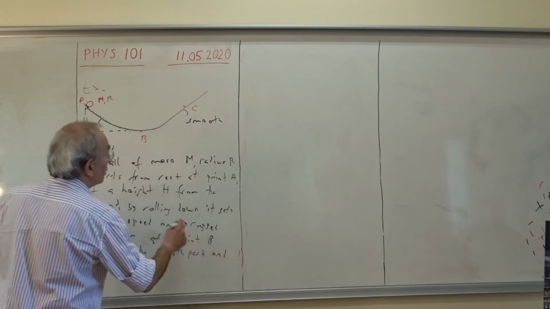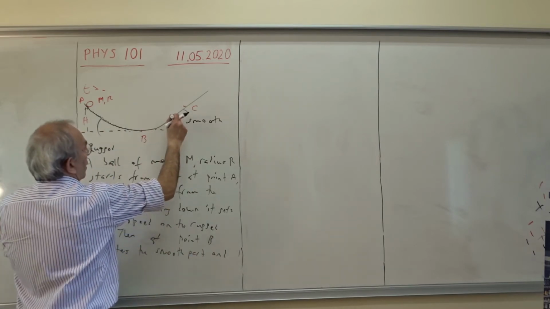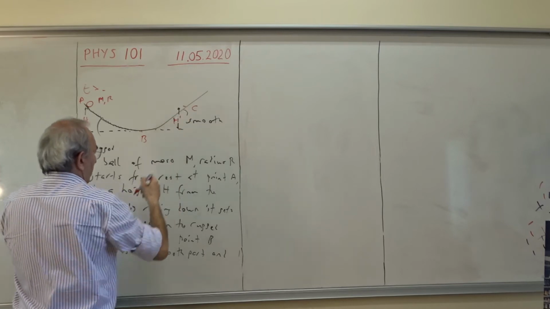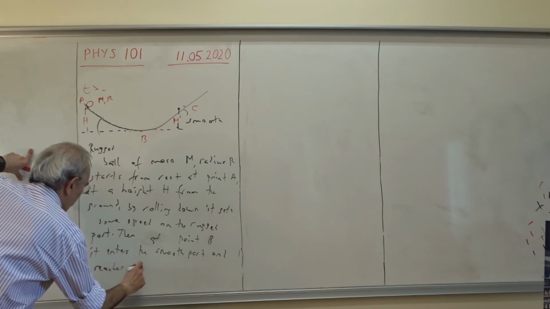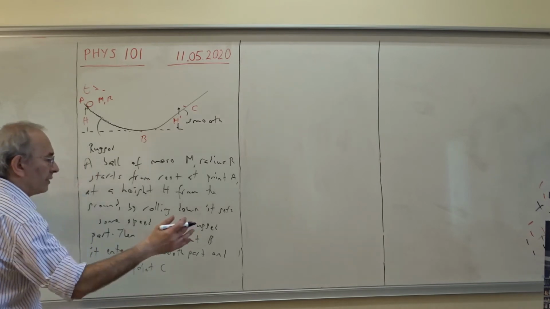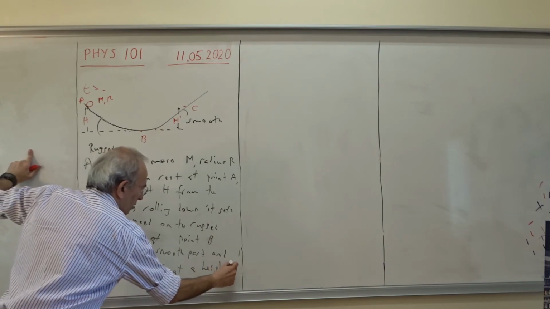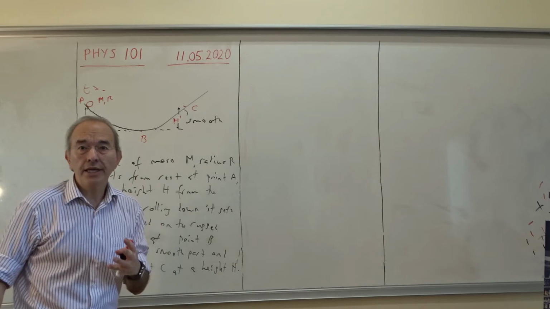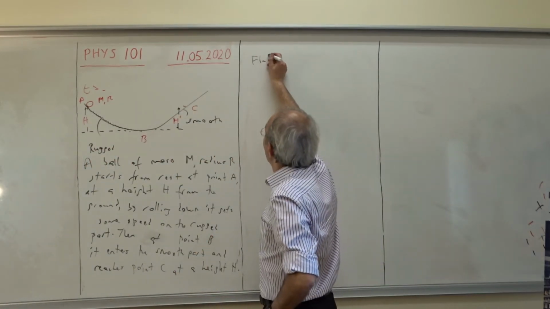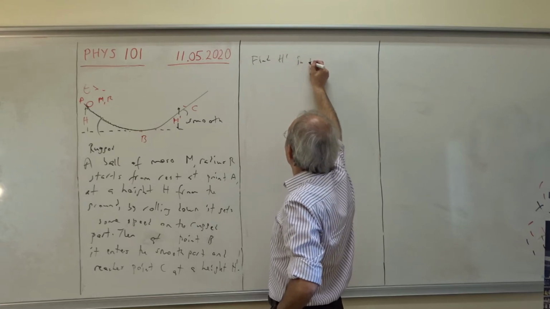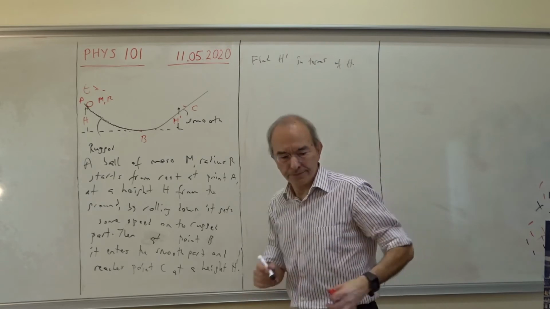And it reaches point C at the height h prime. Find h prime in terms of the initial height h is the problem.